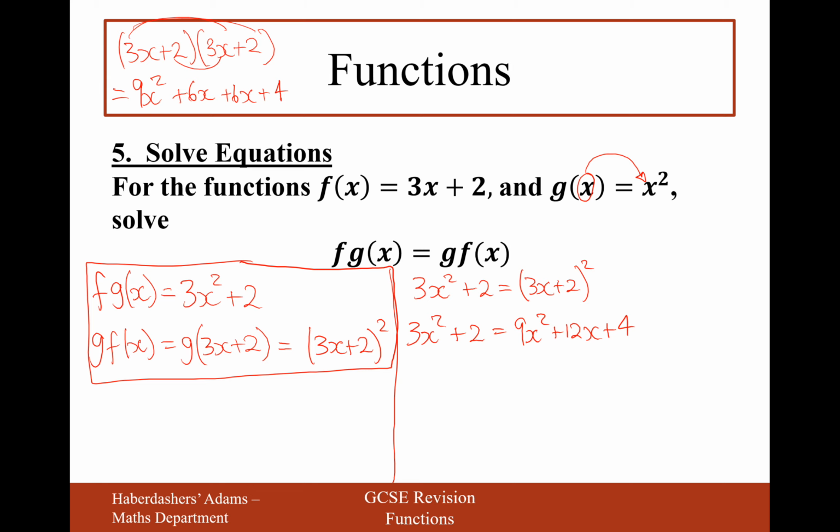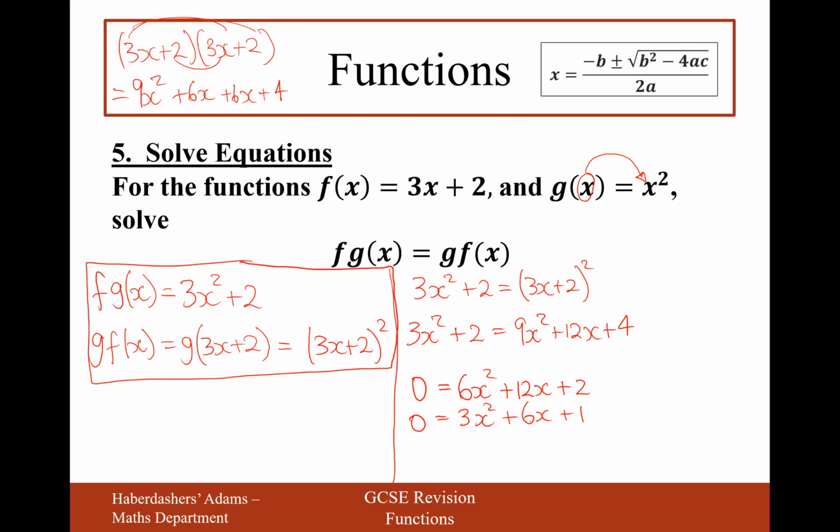Okay, and now it looks like a quadratic equation. We now need to move everything onto the same side, so I'm going to move both of these two left-hand parts onto the right. So I take away 3x squared, so I've got 6x squared left. And I'm also going to take away 2. So I've still got my plus 12x, but now I take away 2, so I've got 2 left. 2 taken away from 4 is 2. What I could then possibly do is divide everything by 2, because they're all even numbers. That will make the question a little bit easier.